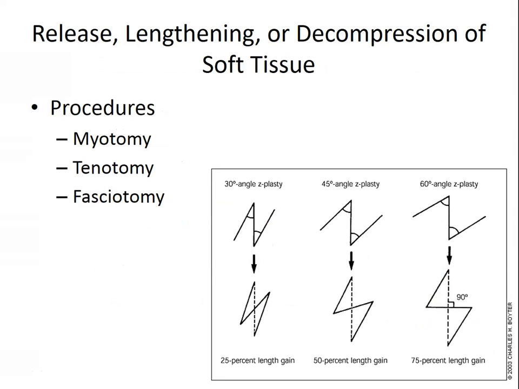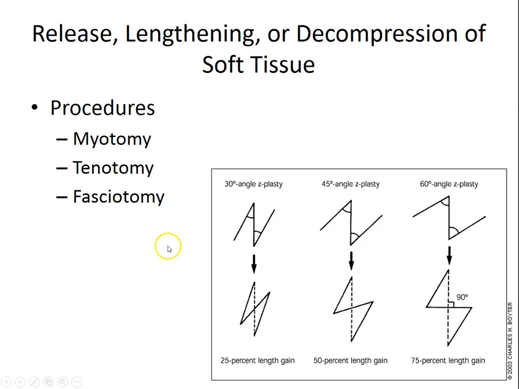Another procedure they can do is either release or lengthen a soft tissue. So these types of techniques are referred to as a myotomy. So this would be a lengthening of the muscle. And the images that I have here demonstrate the shape that they will make the incision. So this is called a Z lengthening procedure, and then depending on the angle that they make the Z will tell you how much of an increase in length that you're going to get.